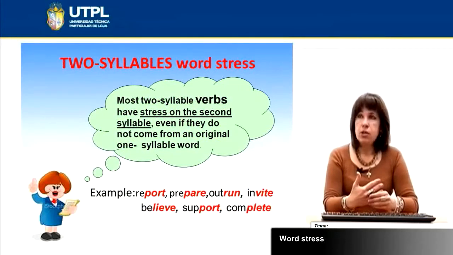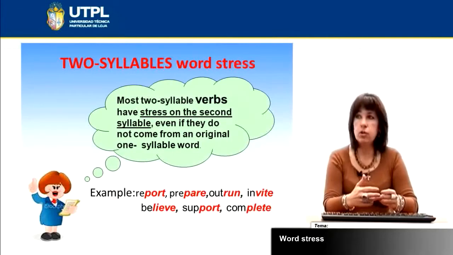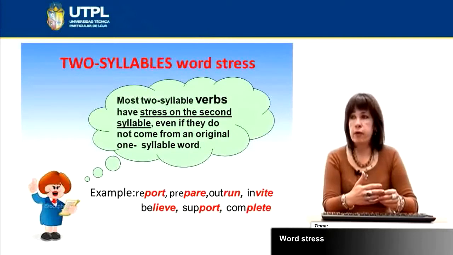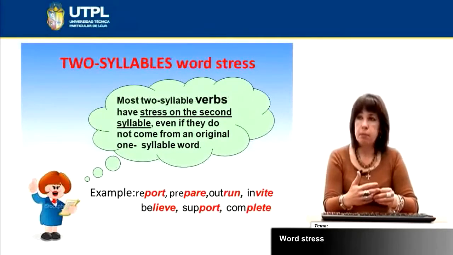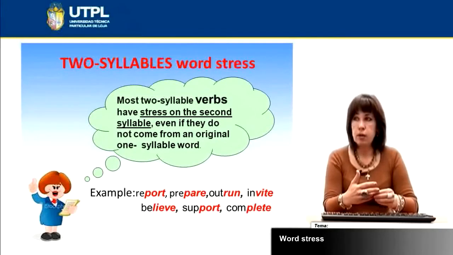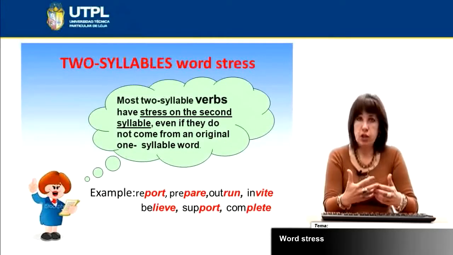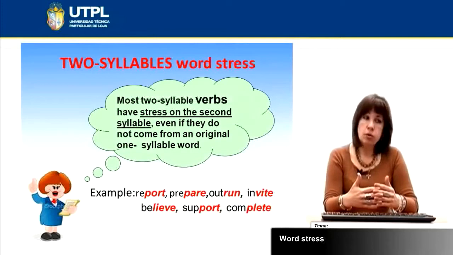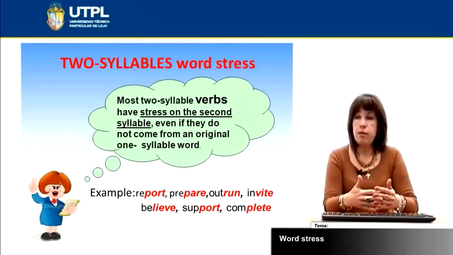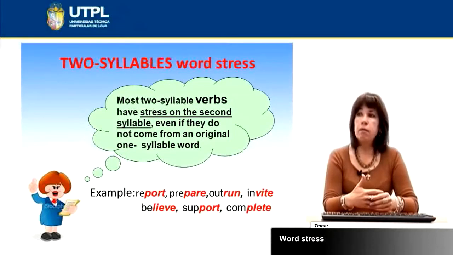Well, and the next rule is about two-syllable words. Most two-syllable verbs have stress on the second syllable, even if they do not come from original one-syllable words. So this two-syllable word stress rule refers to verbs. Let us see these examples: report, prepare, outrun. You see these are verbs, actions. So the rule can be established here that all two-syllable verbs have stress on the second syllable, on the second element of the word.